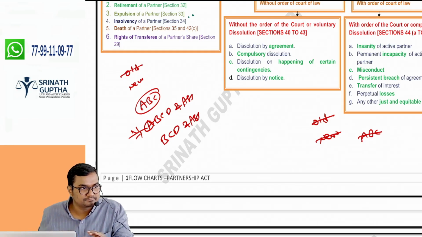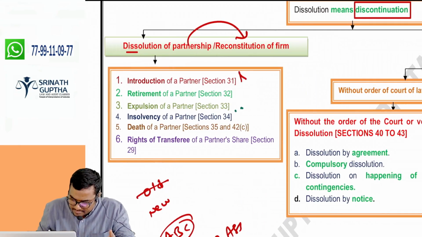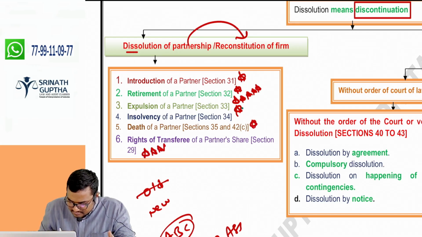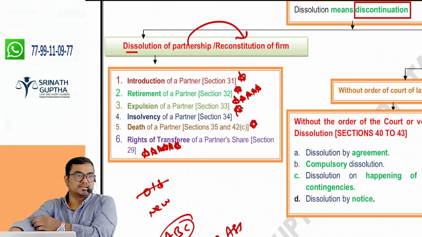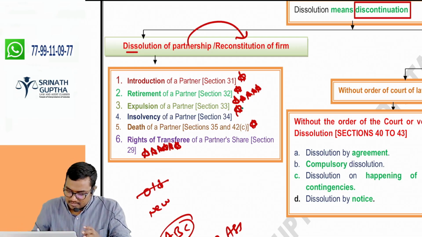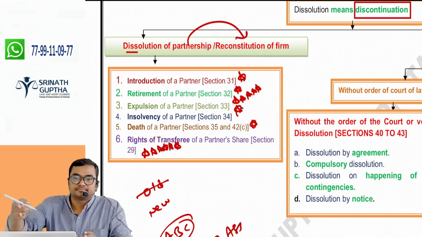Resolution of partnership may happen in six ways: induction of a partner, retirement of a partner, expulsion of a partner, insolvency of a partner, death of a partner, and transfer of rights. Out of these, the first ones are less important, and the later ones are very important.